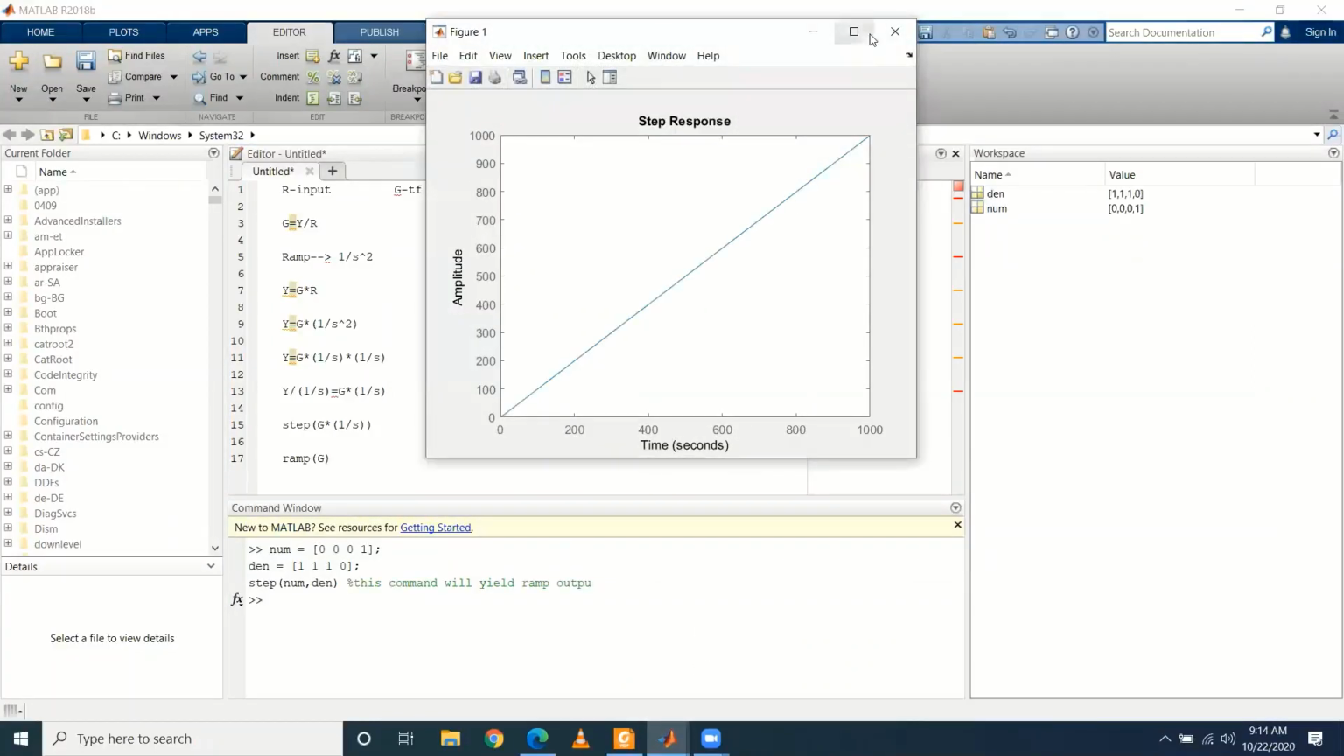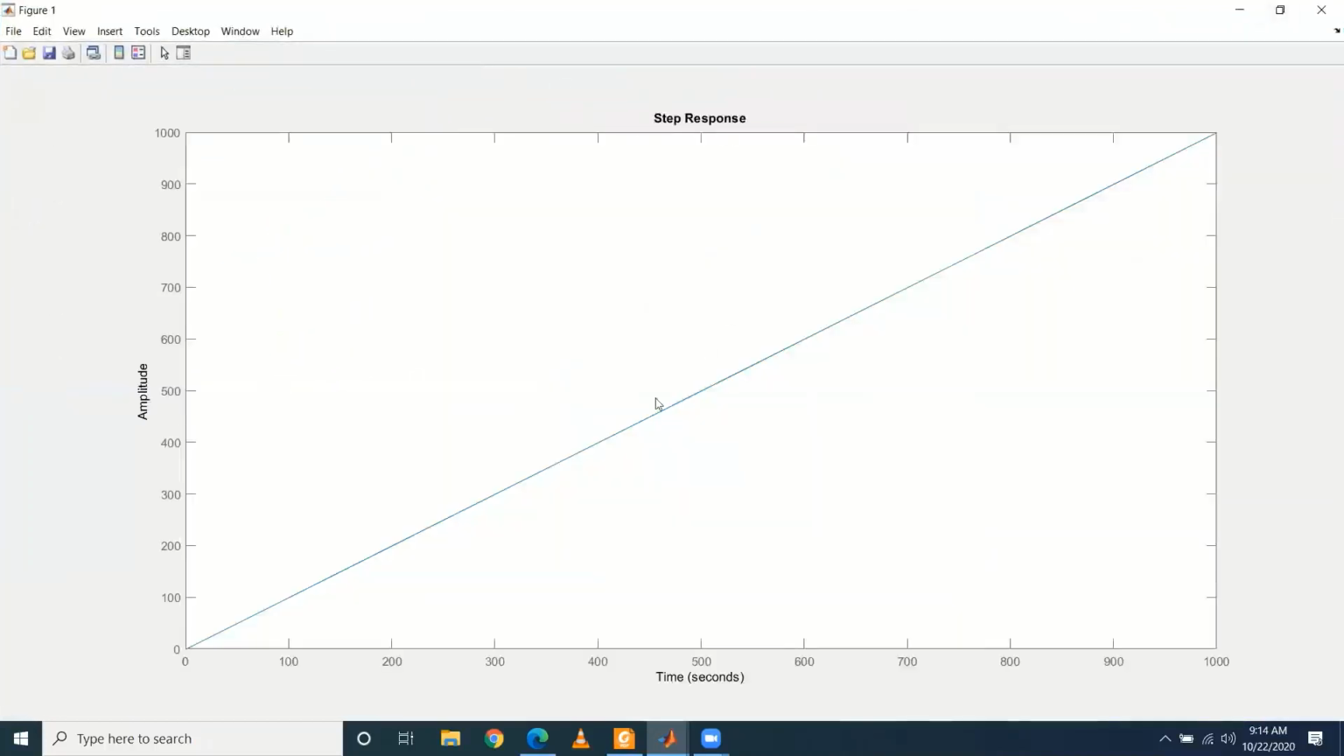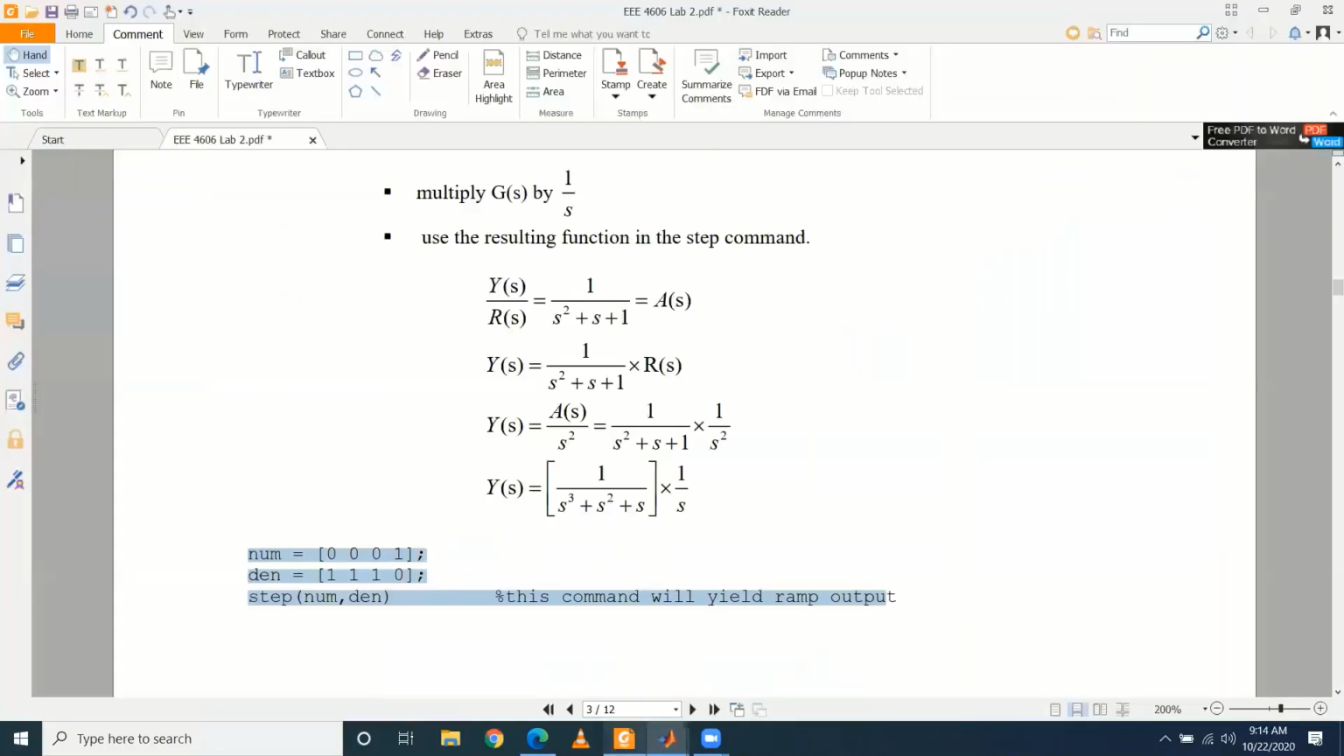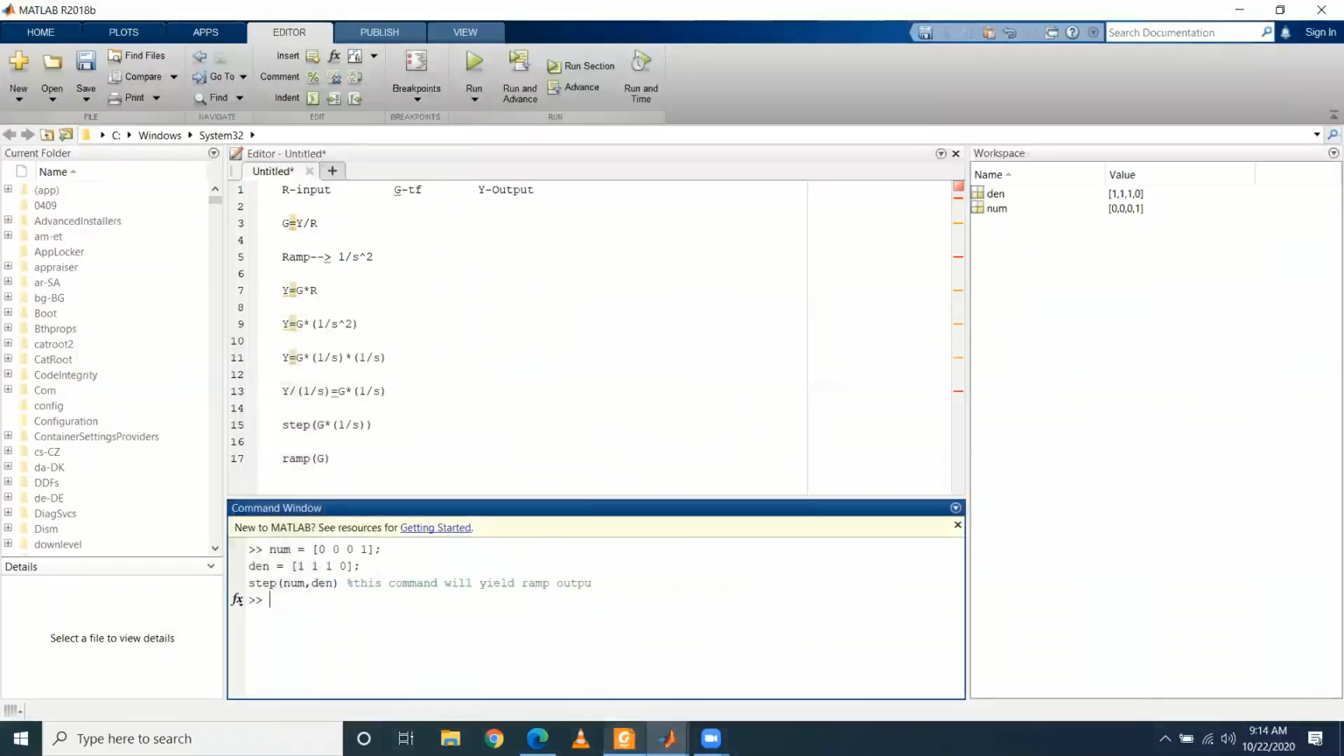So this is the, it says it's the step response, but this is actually the what? Ramp response. Yeah, it is the ramp response. Because we multiplied the original transfer function that we were supposed to get the ramp response of with 1 by S. That is how we get the ramp response using the step function.